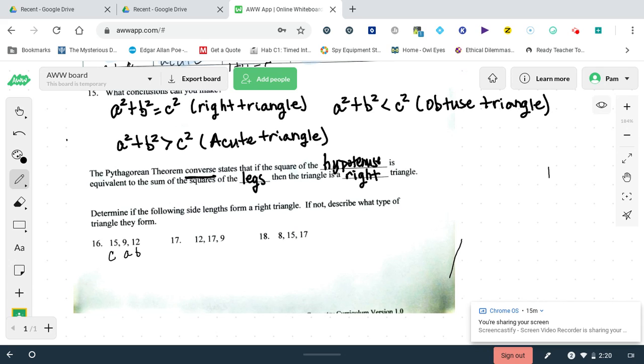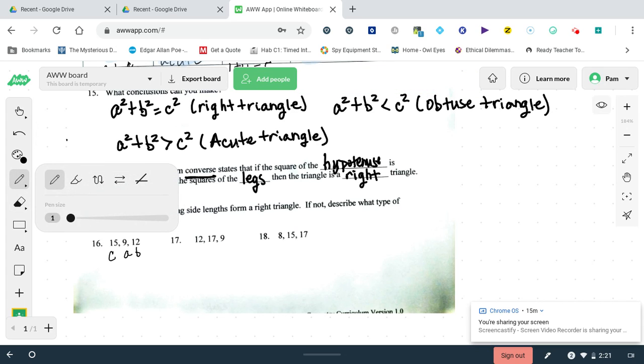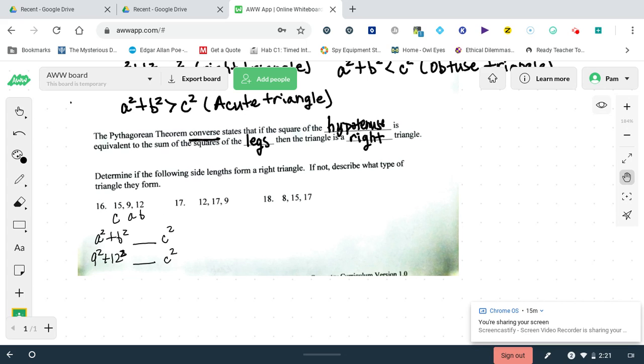All right, and then we're not going to write a squared plus b squared equal to c squared because we don't know that yet. We don't know if it's a right triangle or not. I mean, it may not be. So what we'll do is compare to see what kind of triangle they are. I'm going to use a squared plus b squared. Do not put equal, just put a blank, which means compare to c squared. I'll write 9 squared plus 12 squared, and compare it to c squared. Not putting an equal, because we don't know.